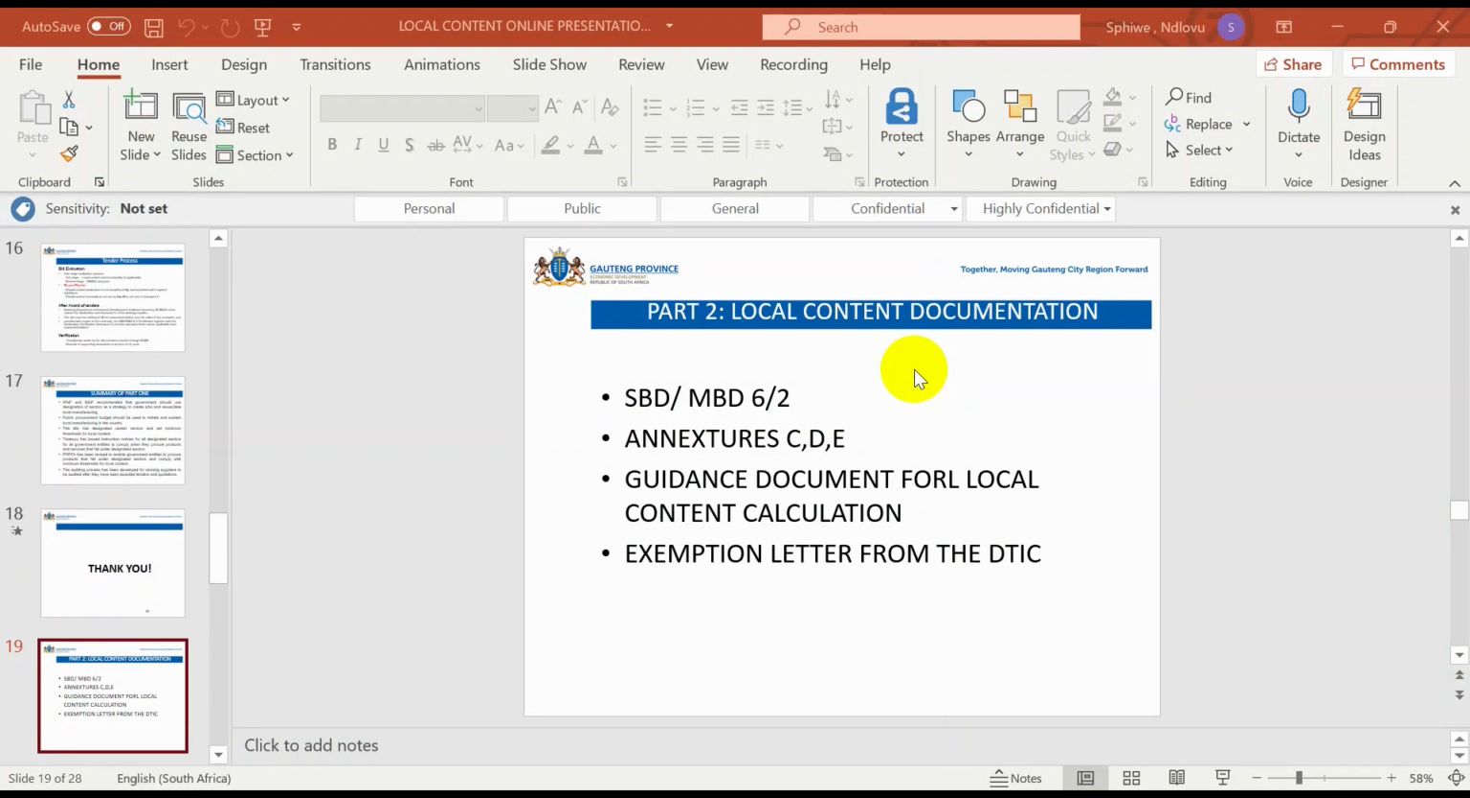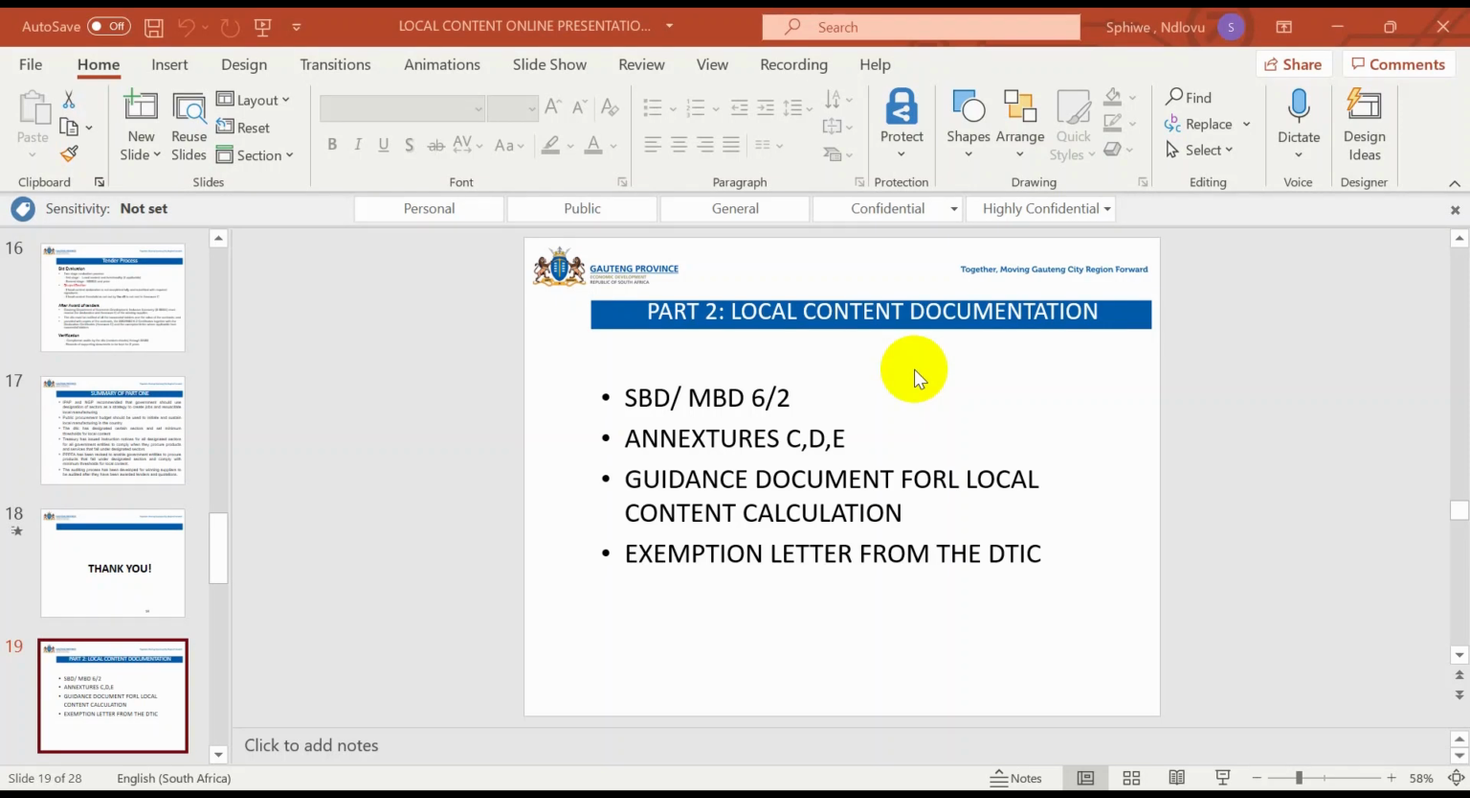When you are bidding for tenders or quotations that have local content as a criterion, over and above the documents that you have been receiving, you will also receive SBD if you are bidding for the department and their entities, or MBD 6.2 if you are bidding for the municipality or their agencies. And you will also receive annexures, Annexure C, D, and E.